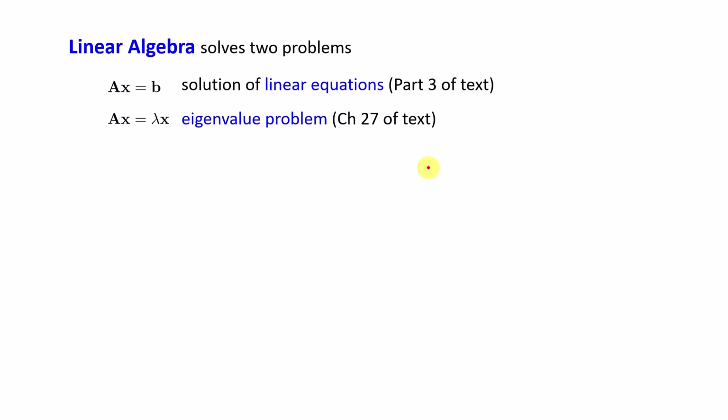Linear algebra fundamentally does two things, at least for engineers. One is solving the Ax equals B problem, that is the solution of linear equations. And the second problem that linear algebra deals with is the Ax equals lambda x problem, that is the eigenvalue problem.